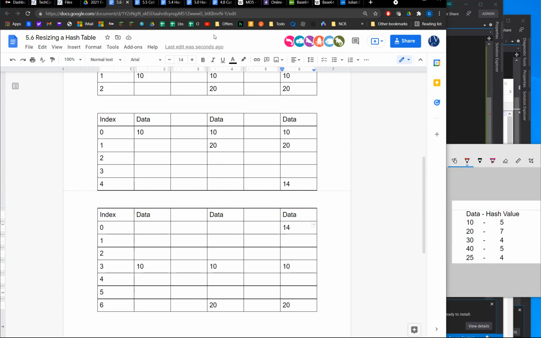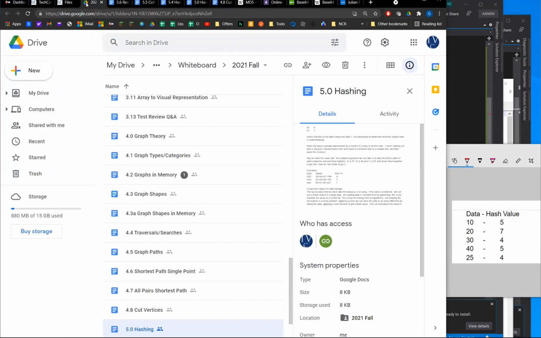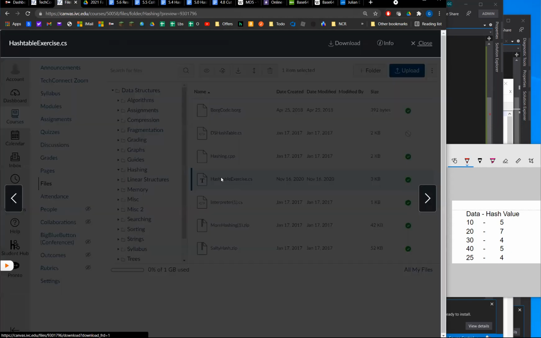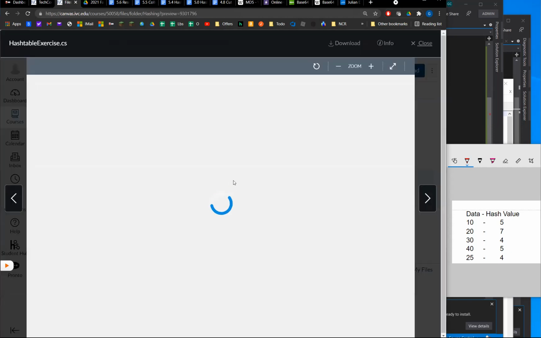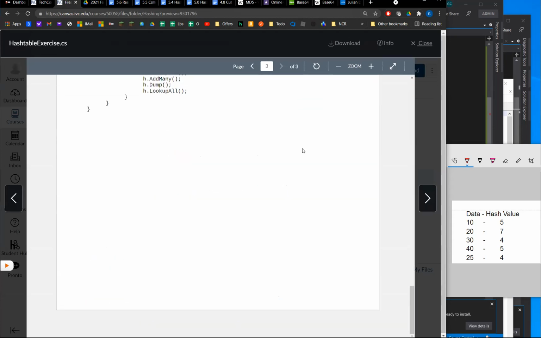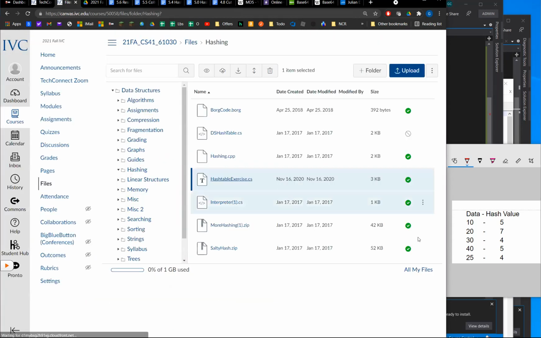Let's maybe go back to our files. I should have a C# hash table exercise. Let's see. I forget which one is the one. Is this what I want? No, that's not it. It's more hashing.